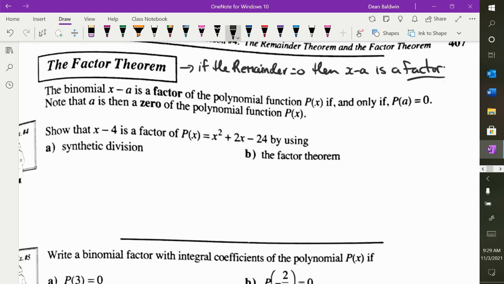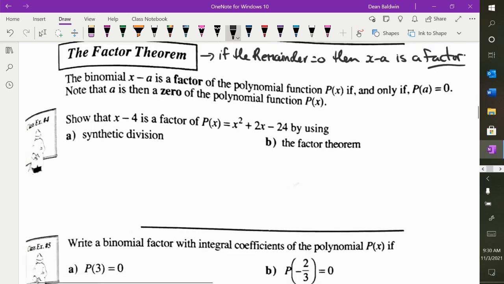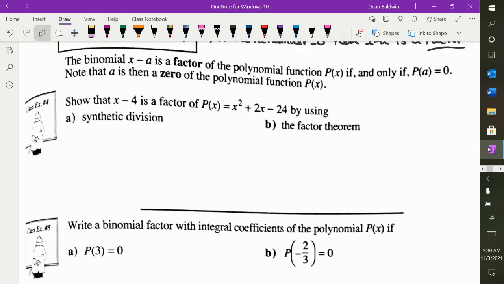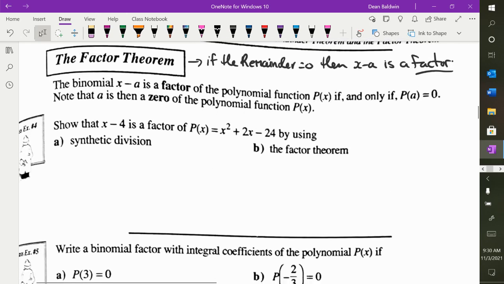Do you know what I mean when I say a factor? That's true. But when we're doing polynomials, it's like a set of brackets. Like x plus 2 is a factor. So we'll just do one that we know we can factor. This first one here, x squared plus 2x minus 24. We're going to show that this is a factor. Okay.